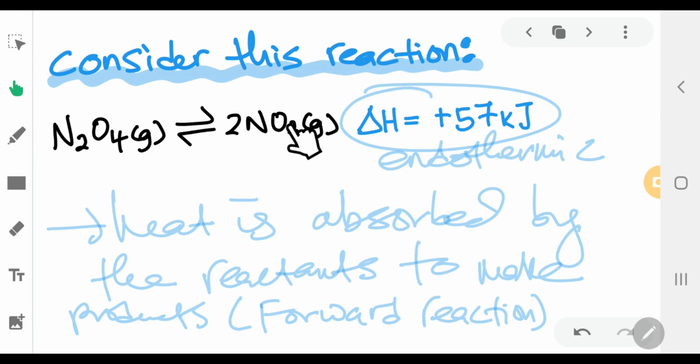So we're going to look at the forward reaction the most when we're considering the effects of temperature on the system at equilibrium. When I see delta H over here, when I know the value is positive, like this case, I do know that the forward reaction will be endothermic. Therefore, my reactants need to absorb heat in order for the forward reaction to proceed to make your product.